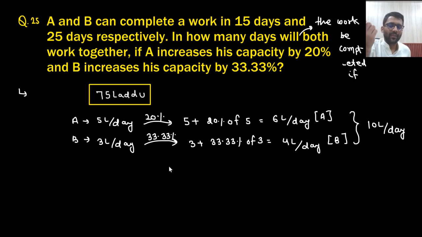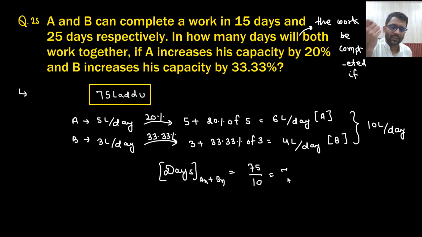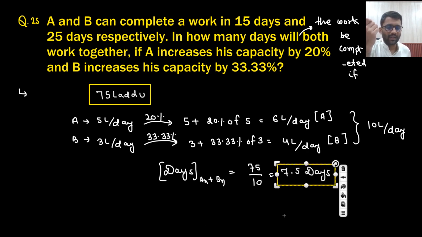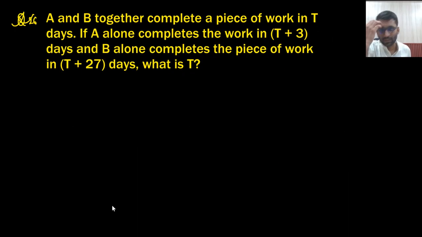In how many days will the work be completed? So days will be 75 by 10, that is A new plus B new, 7.5 days. That's it. This is the answer. Very, very easy. Right? Let's move to the next one.